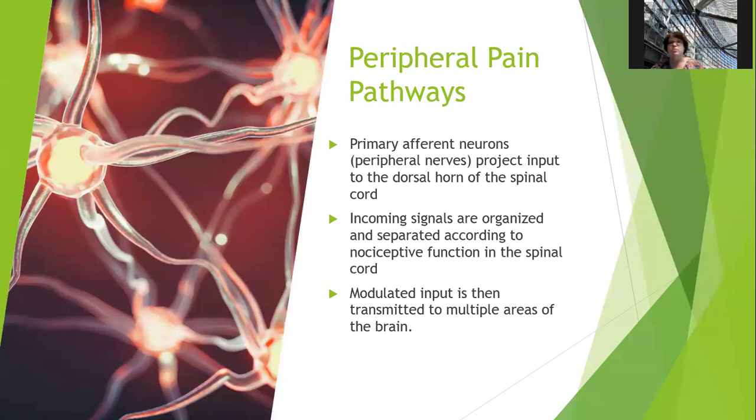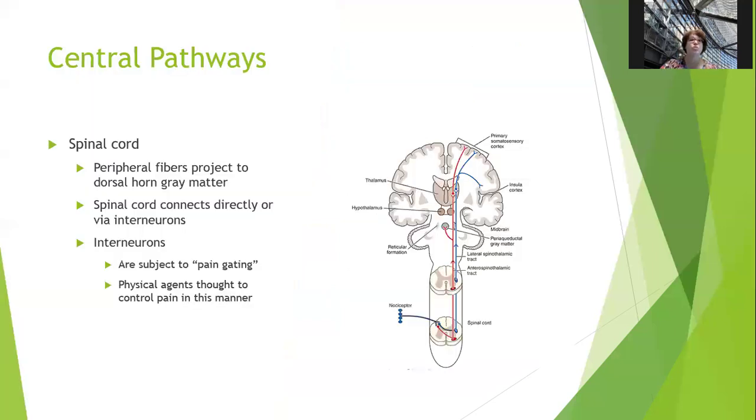So primary afferent neurons, which are peripheral nerves, project input to the dorsal horn of the spinal cord. The dorsal horn organizes and separates the signals. It goes, okay, this is pain, this is that, and files them all in the right places. And then it modulates the input to transmit to multiple areas of the brain. Interesting, right? So a lot of processing is going on in the spinal cord. The dorsal horn of the spinal cord is an area where we can affect the transmission of pain. Pretty interesting, right?